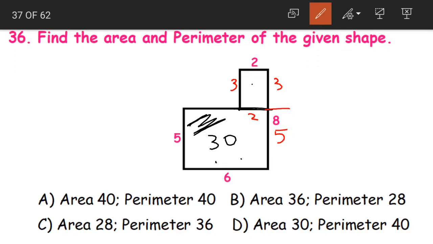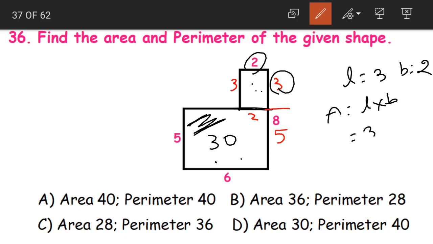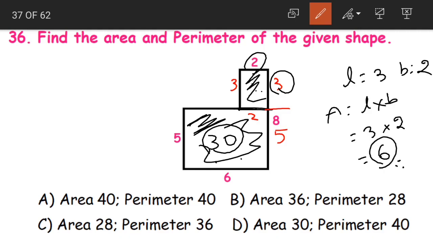Now coming to the area of the upper rectangle. Here the length is 3 and the breadth is 2. So area becomes length into breadth, that is equal to 3 into 2, that is equal to 6. Yes or no, children? 6. So the area of the upper rectangle is 6. The area of the lower rectangle is 30.